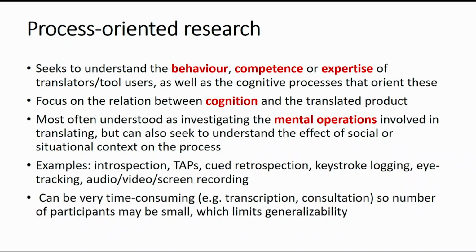If we think about process-oriented research, here we're looking more to understand the behavior or the competence or maybe the expertise of the translators or the tool users, as well as the underlying cognitive processes behind these. So we're looking really at the relation between cognition and the translated product. And some of these examples were mentioned yesterday. We could think of introspection as one way of trying to get at what's happening in our minds. The think aloud protocols. We could have a cued retrospection, so thinking about it after the fact.